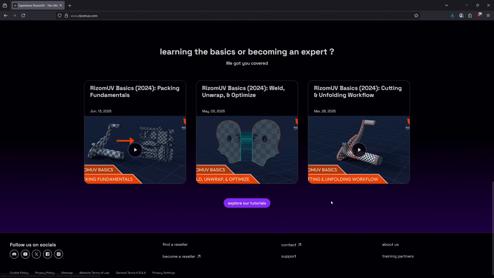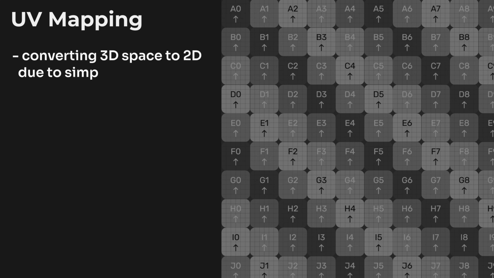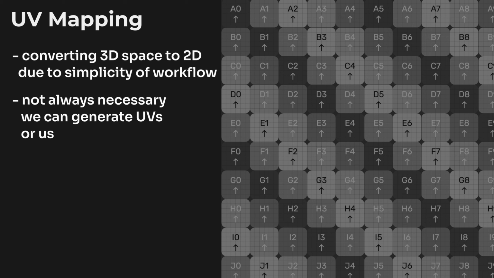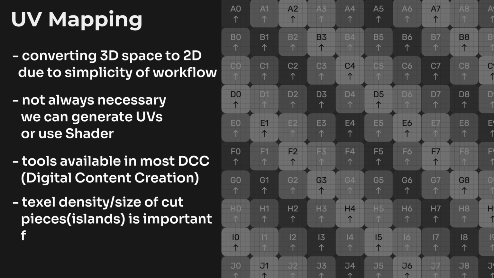But before we do that, let's summarize our information. UV mapping is converting a 3D object into 2D space for optimizing and simplifying the workflow so we can apply 2D textures. It's not always necessary. We can skip or generate UVs if we know what we are doing. All tools we need for this process are available in all 3D packages, so we don't need to worry about external programs unless we need something specific, but even so, most of the tools are similar. And lastly, the size of each piece in UV space is important. We use texel density to measure and set the size to keep consistency of detail in texture.